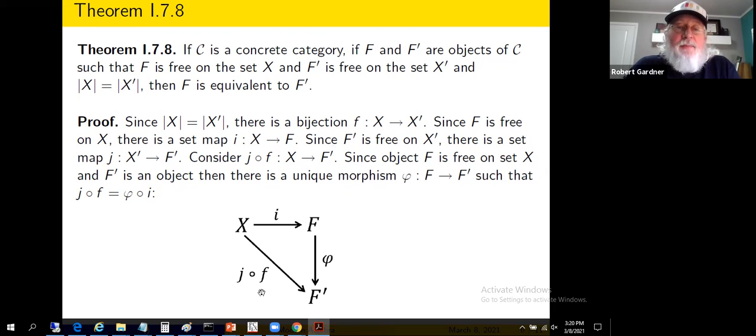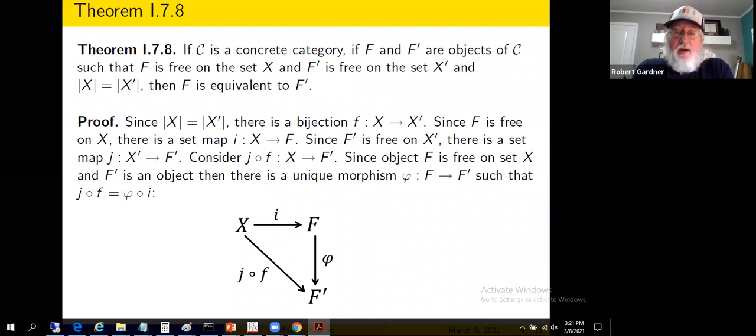Okay, so we've got this set mapping here, and we know by the hypothesis that F is free on set X, that this mapping, satisfying the fact that the diagram commutes, is uniquely determined. So what we must get is that I followed by phi is the same as this function here. That is, phi composed with I is the same as the mapping J composed with F. First off, using the hypothesis that F is free on set X.